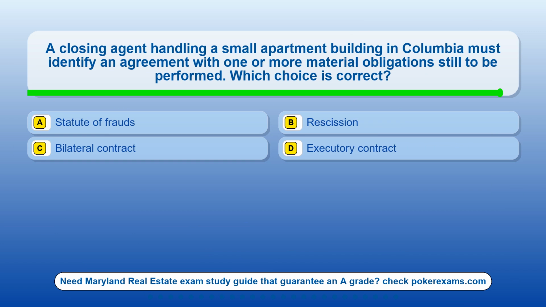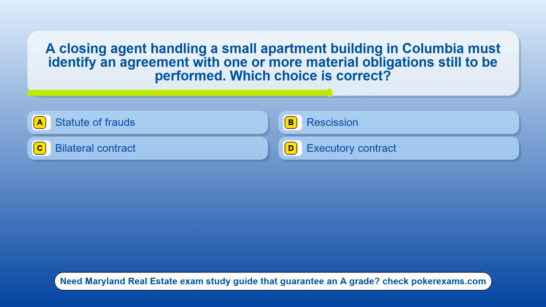Question 13. A closing agent handling a small apartment building in Columbia must identify an agreement with one or more material obligations still to be performed. Which choice is correct? Option A. Statute of frauds. Option B. Rescission. Option C. Bilateral contract. Option D. Executory contract.